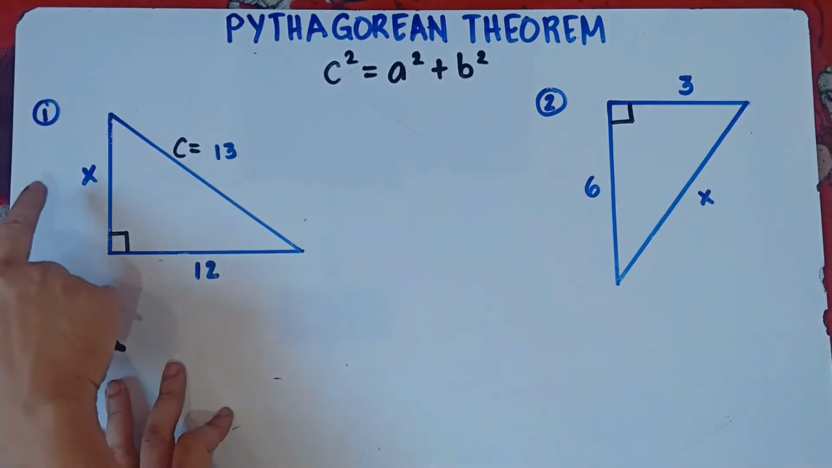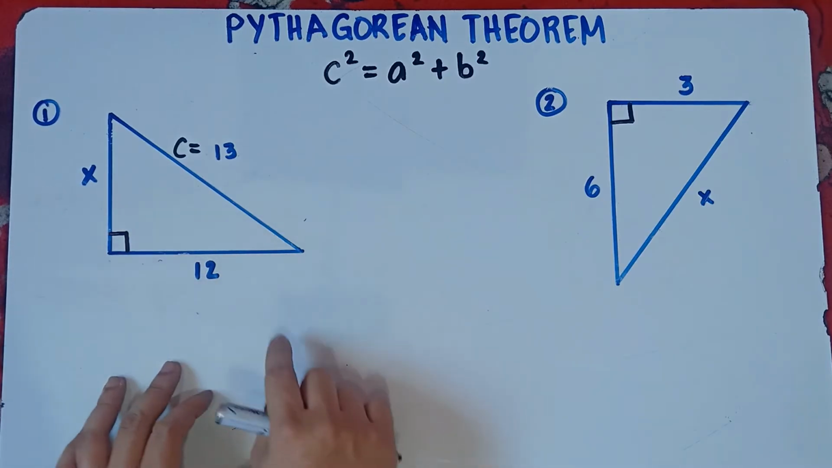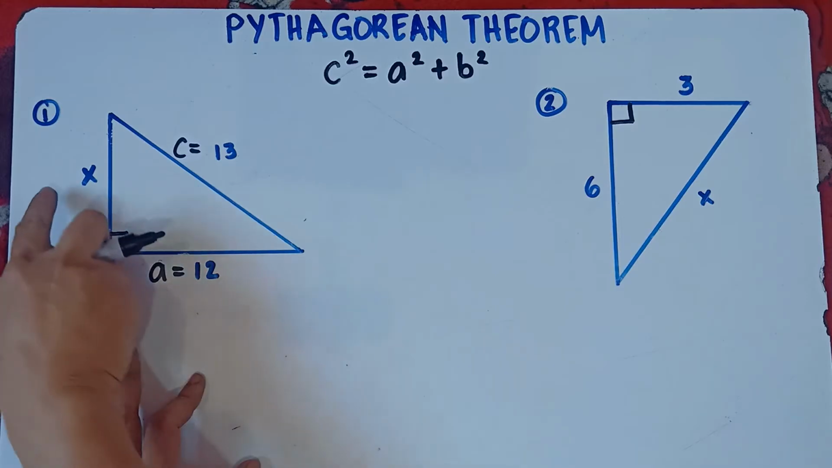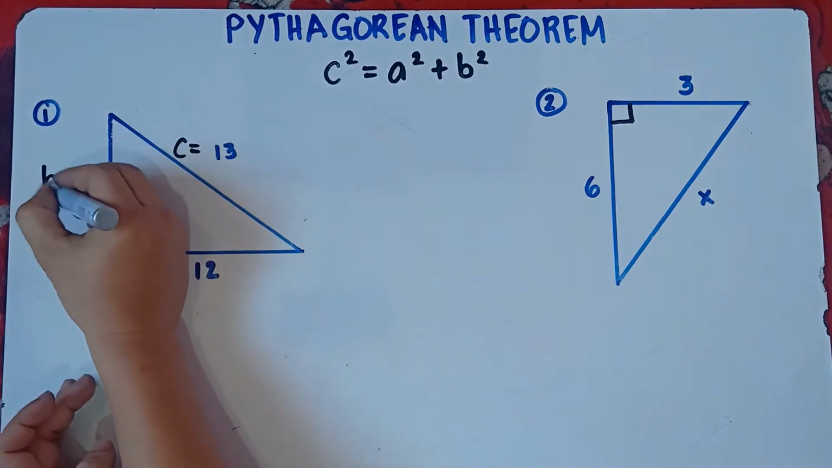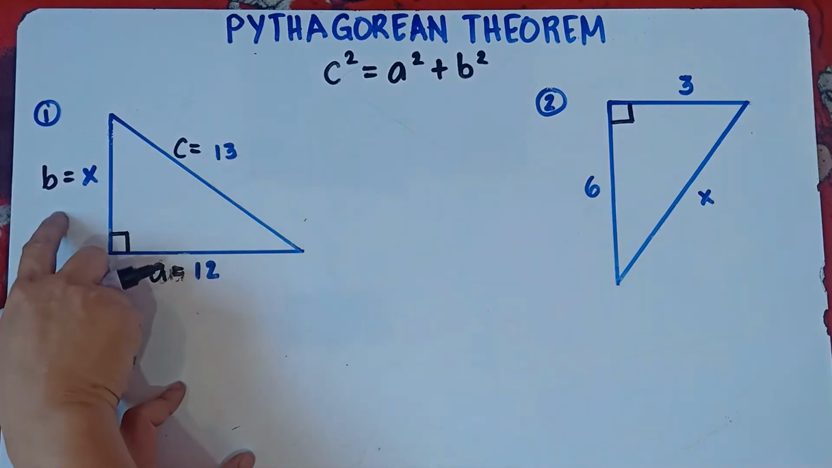So, you can have this one as your A, or you can have this one as your A. It depends on you, class, which do you prefer. So, let's have this one as our A. A is equal to 12, and this will be our B. B is equal to X. So, use the formula in finding the value of X.